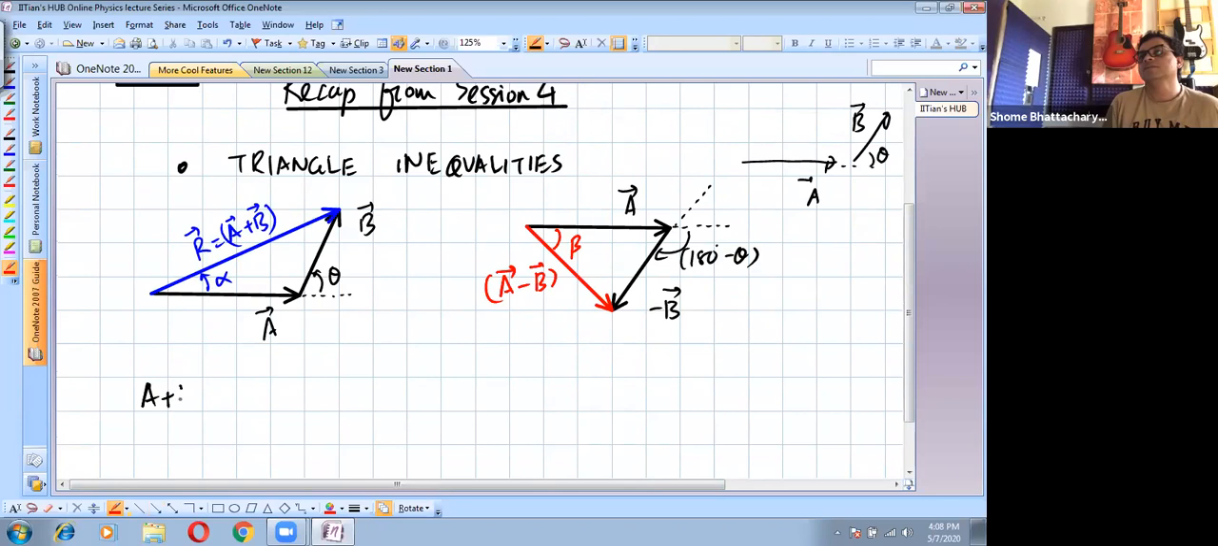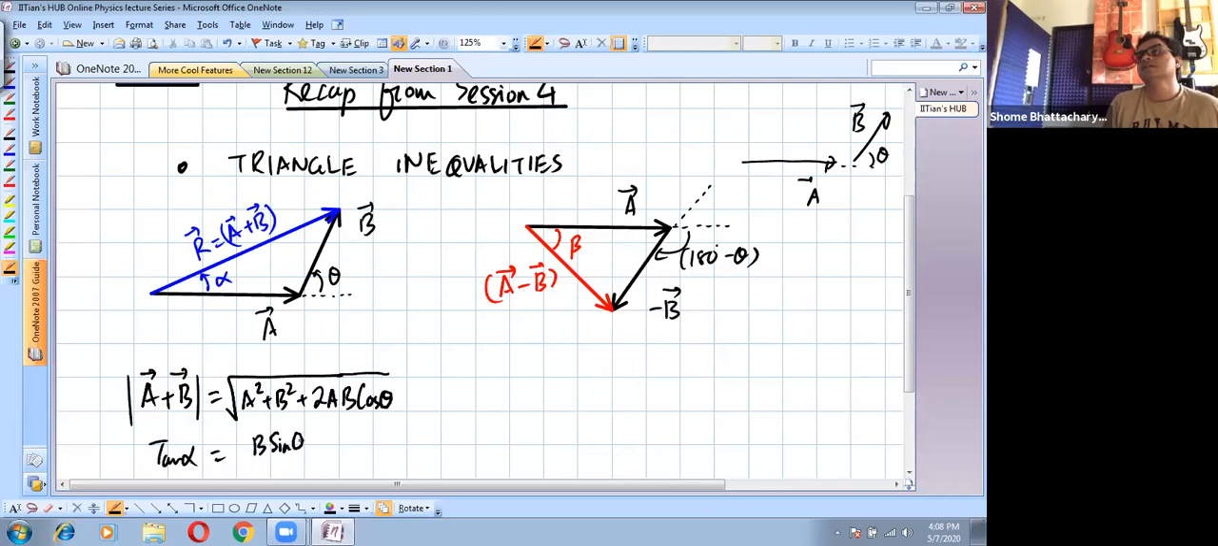So A plus B, you must be very used to this by now. The magnitude of A plus B, or the resultant, is root of A square plus B square plus 2AB cos theta. And that angle alpha is such that tan alpha is B sin theta divided by A plus B cos theta.